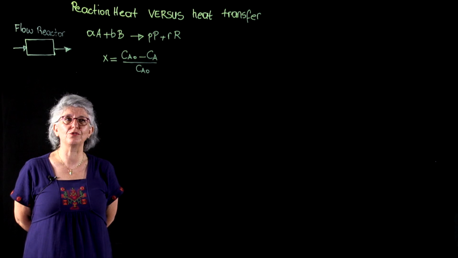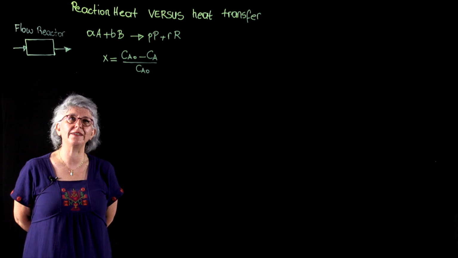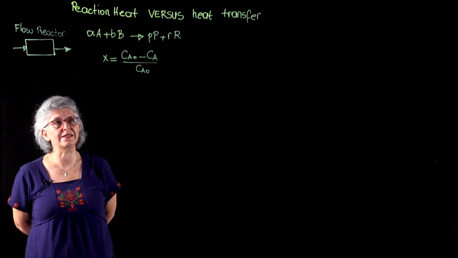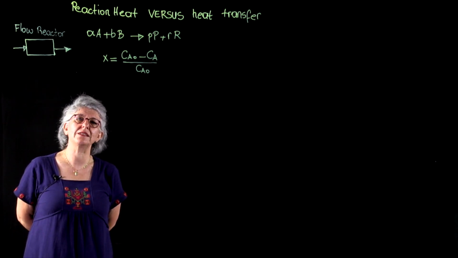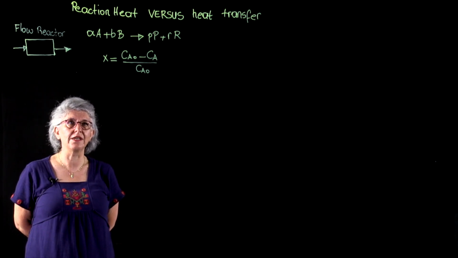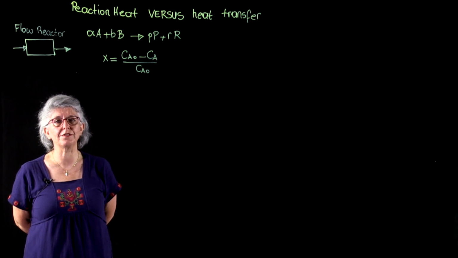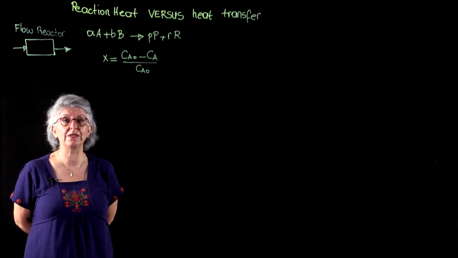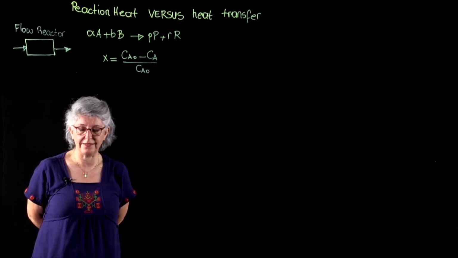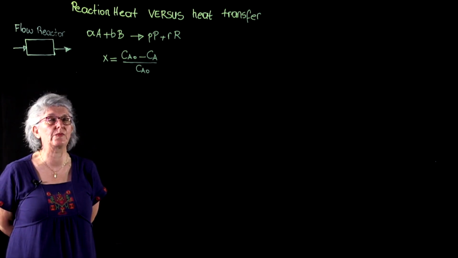Here we are going to use the term conversion. Conversion is defined as the difference between the concentration at the inlet or in the beginning minus the concentration at the exit or at the end of the reaction, divided by CA0. What fraction of the reactant is being converted during the reaction is represented by the term conversion, and X is the symbol that we are going to use.